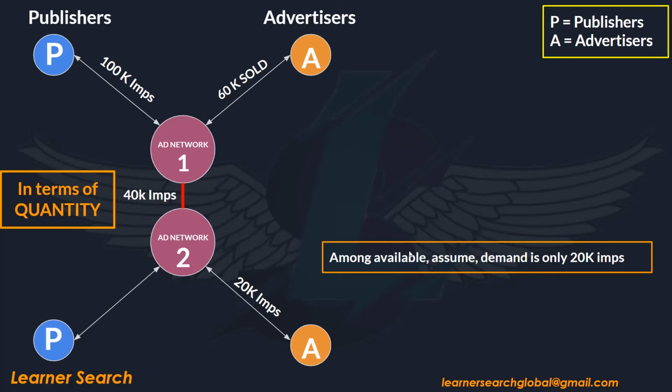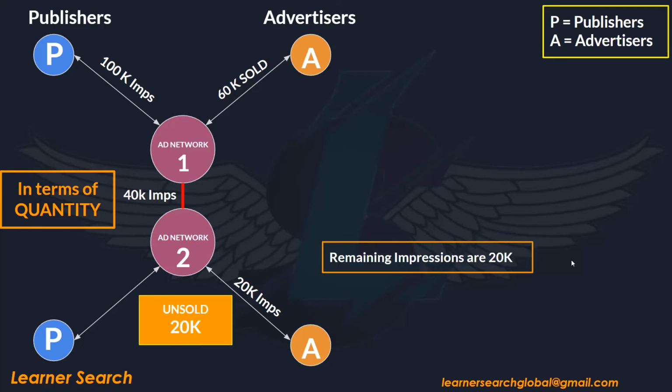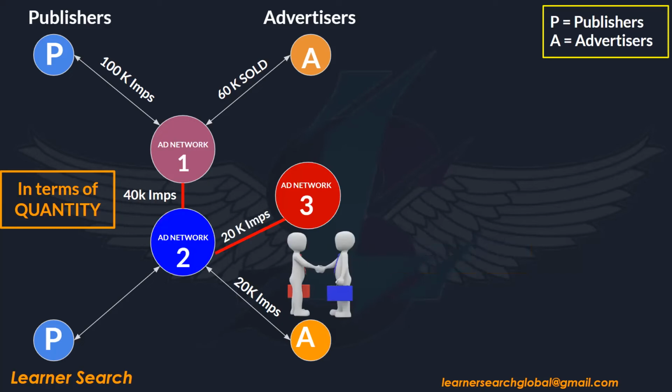Assume demand is only for 20K impressions. So here, again, unsold is 20K. Remaining impressions are 20K. Now, what happened here? He's reaching out to ad network 3 to sell his 20K impressions. Why is he reaching out to another ad network? Because he has 20K unsold inventory.